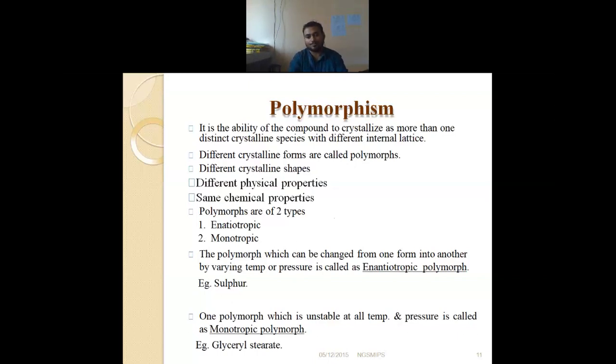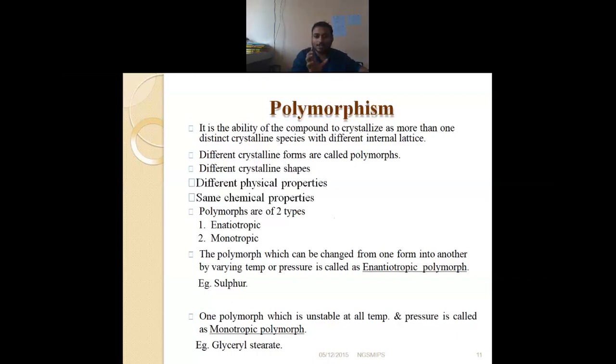What do you mean by apomorphism? Zakir Hussain, what do you mean by apomorphism? Any idea? So, one distinct crystalline form with the same lattice, but they have different chemical properties. Their structure is the same, but their properties are different.